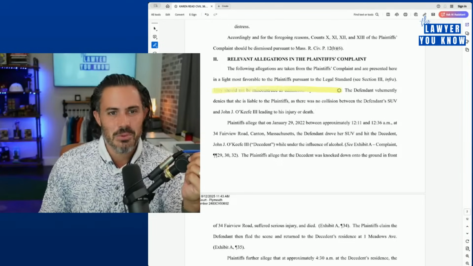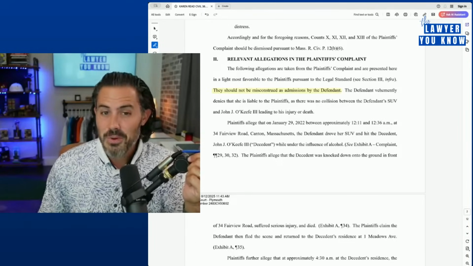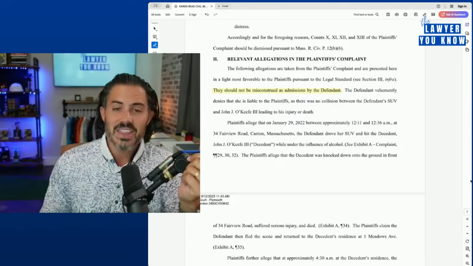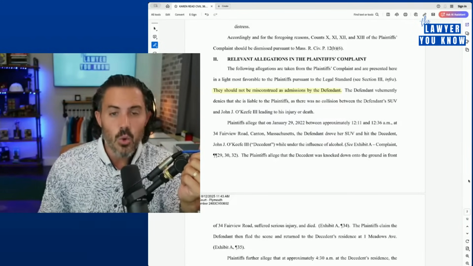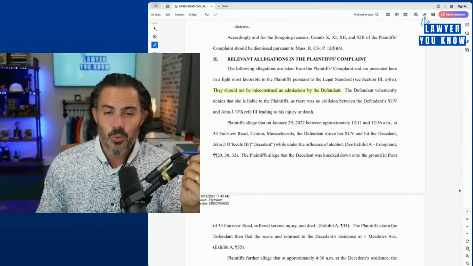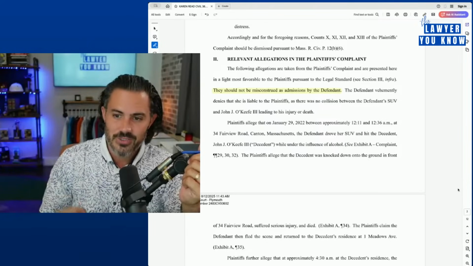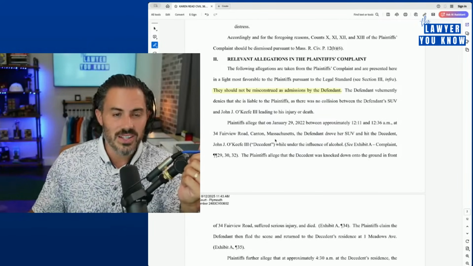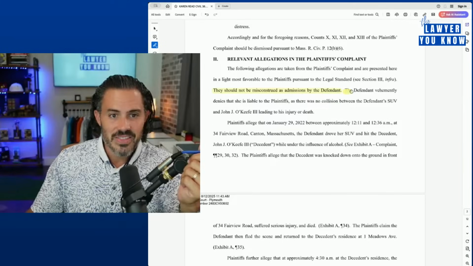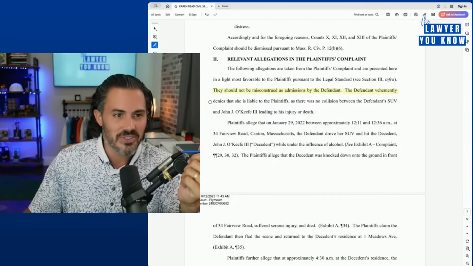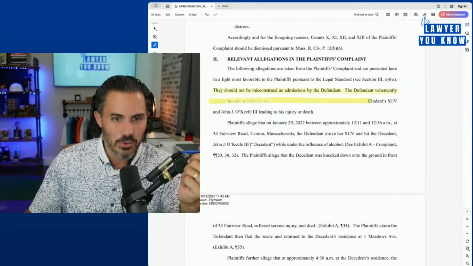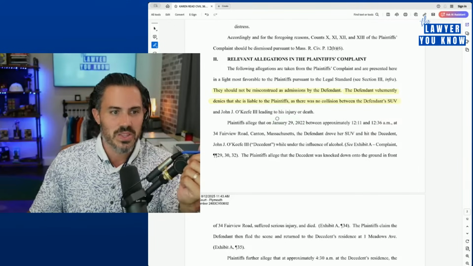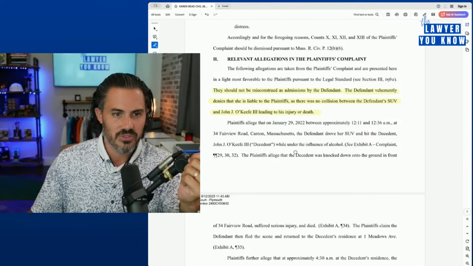And this is some of the stuff where I think, for everybody reading out there that supports Karen Reed, they don't want anyone to think we are agreeing with this judge. We are agreeing with what they're saying about Karen Reed. That's not what they're saying here. They want to make sure everybody knows the defendant vehemently denies that she is liable to the plaintiffs as there is no collision between the defendant's SUV and John O'Keefe.